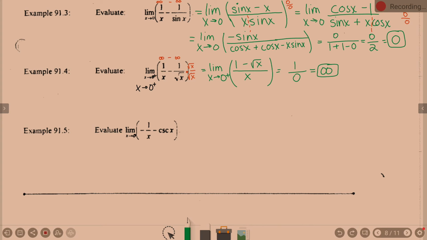What is that? You just make one fraction. So you do like negative 1 over x minus 1 over sine x. Combine it so it's like negative sine minus x over x sine x. And then just do like what we have.